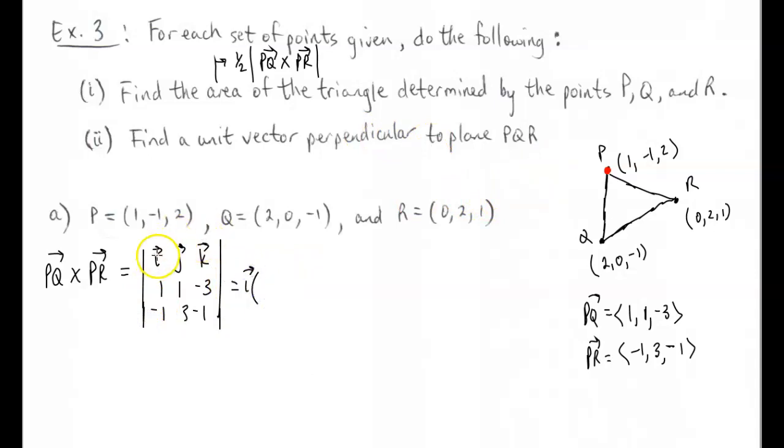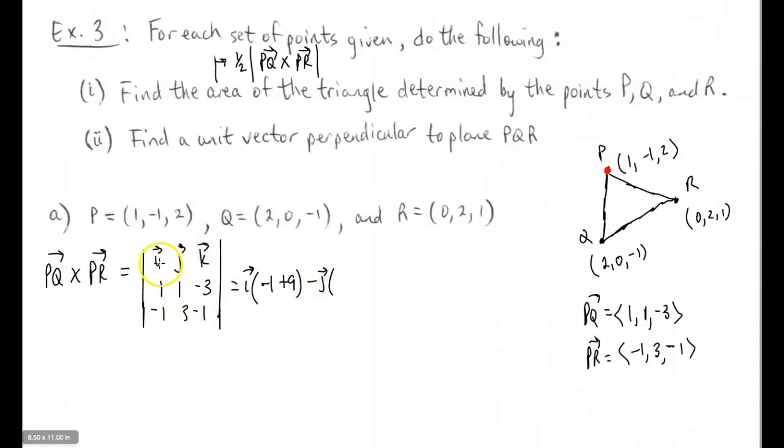And in the i direction, get rid of the first column in the top row. And we'll just have 1 times a -1, which is a -1, minus 3 times a -3, which would be a +9. Then minus j.